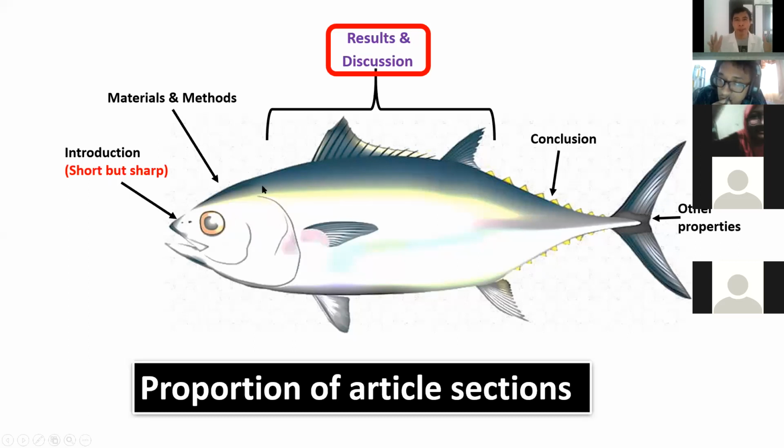But then the very huge, the largest part of the paper should be composed of results and discussions. Even though this is only a fraction of the sections, it takes the major portion of the body of your articles. So this is the body of the fish, the masterpiece of your articles. And the last part, of course, should be conclusive, short, a small portion: the conclusions. So please remember these proportions.